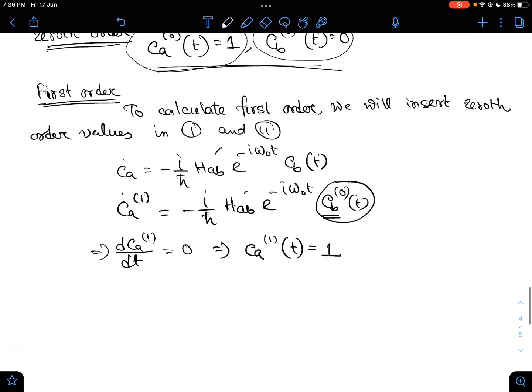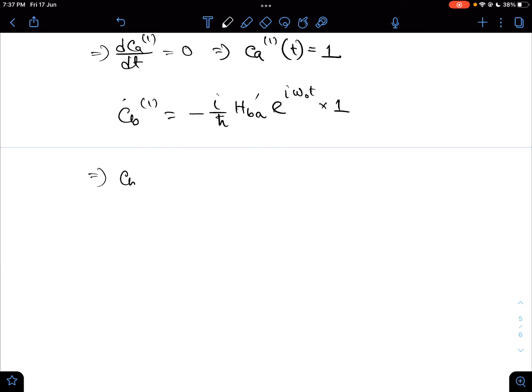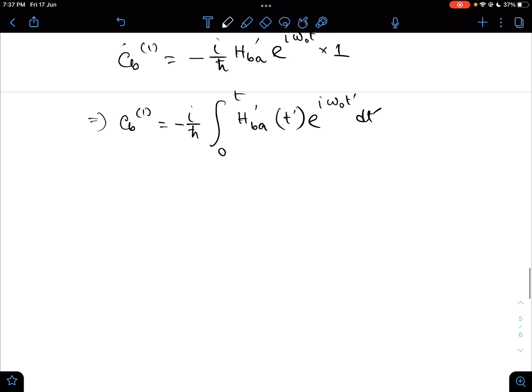And from 2 we will get CB prime at first order to be minus i by h cut H_ba prime e to the power i omega 0 t, and we have here CA0(t), and CA0(t) is 1, so it will be multiplied with 1. That means we will have our CB first order correction to be minus i by h cut integral from 0 to t of H_ba prime(t prime) e to the power i omega 0 t prime dt prime. In this manner we can calculate the second order, third order, and so on.